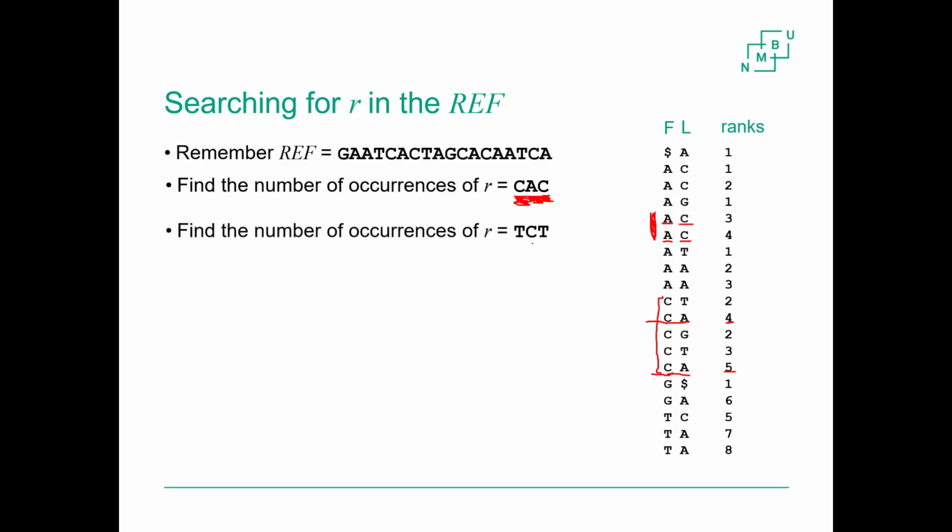Another example here, TCT. Let me change the color of my pen. So again, we start at the suffix of length 1. We go into the F column and see, okay, here we have T's. There are T's in this reference. There are 3 occurrences of T. And then we look at the suffix of length 2, T preceded by C. Okay, 1 occurrence only of this. And this C has rank 5.